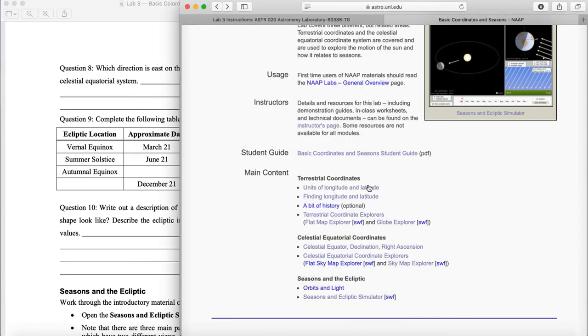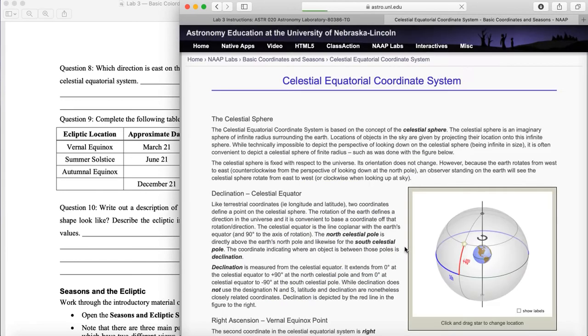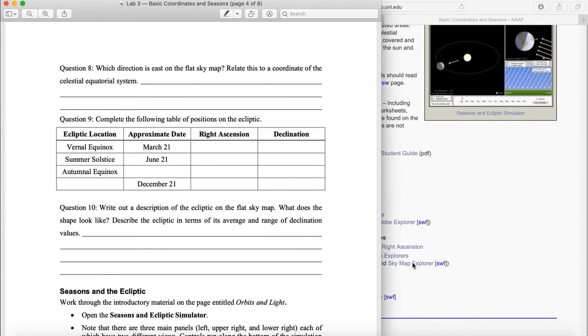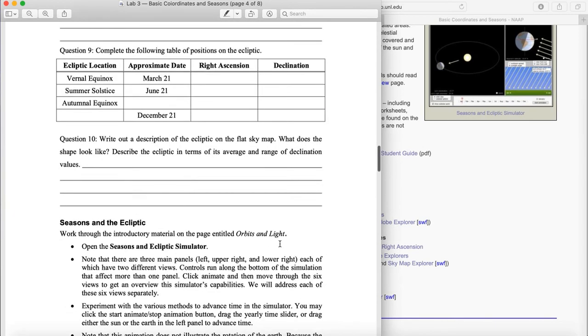Well, the best place is going to be this background information. All of these different sections, which I haven't shown you yet: celestial equator, declination, right ascension. I click on that and it's background information. It's a really nice, concise summary of the ideas that you would need to process and put into your own words to answer something like question 10.